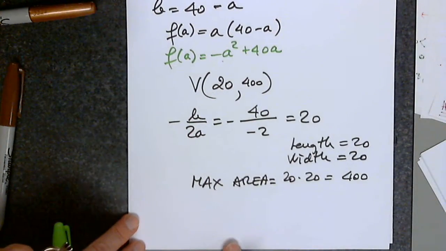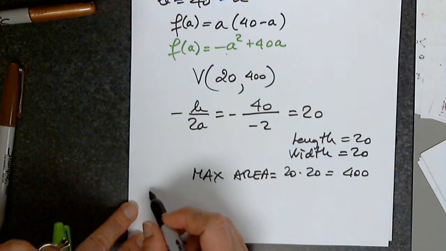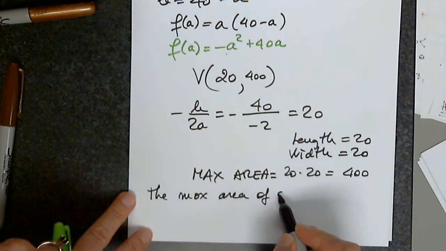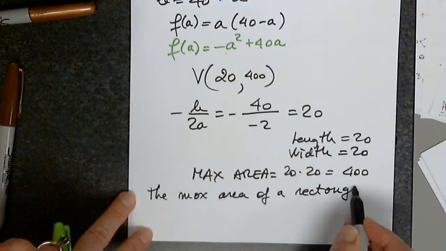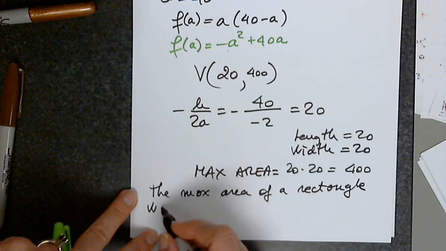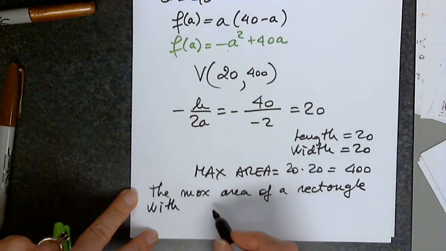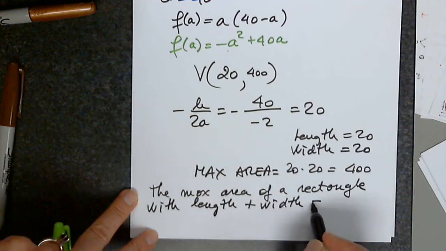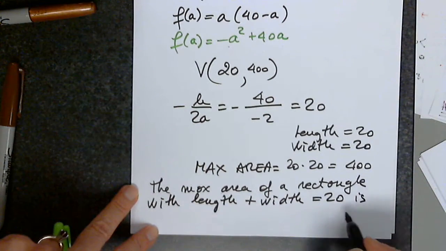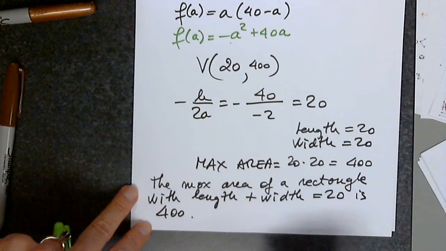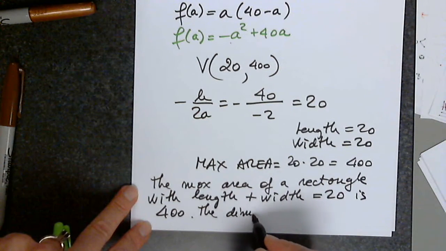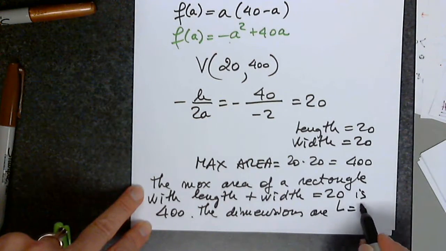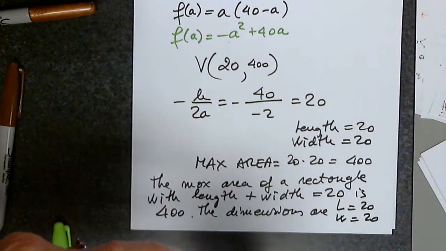I have to write one sentence as a conclusion here. The maximum area of a rectangle with length plus width equal 20 is 400. The dimensions are length 20, width 20.